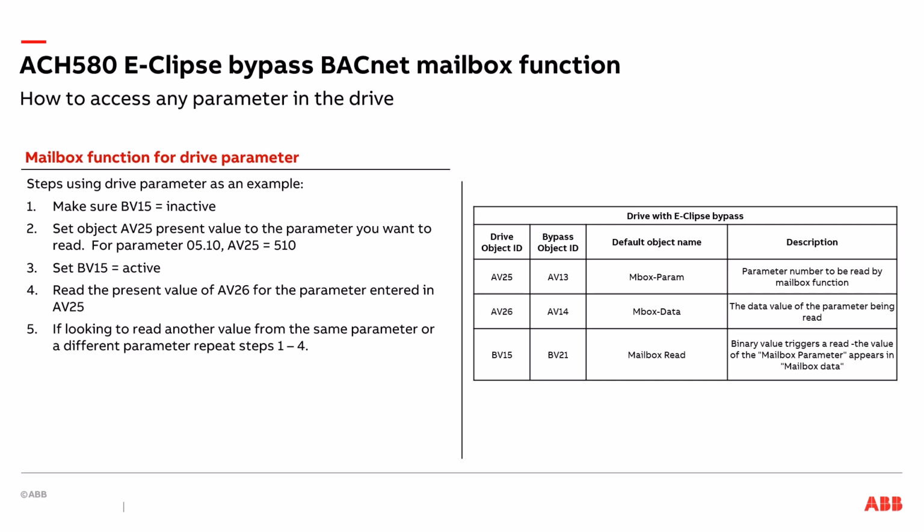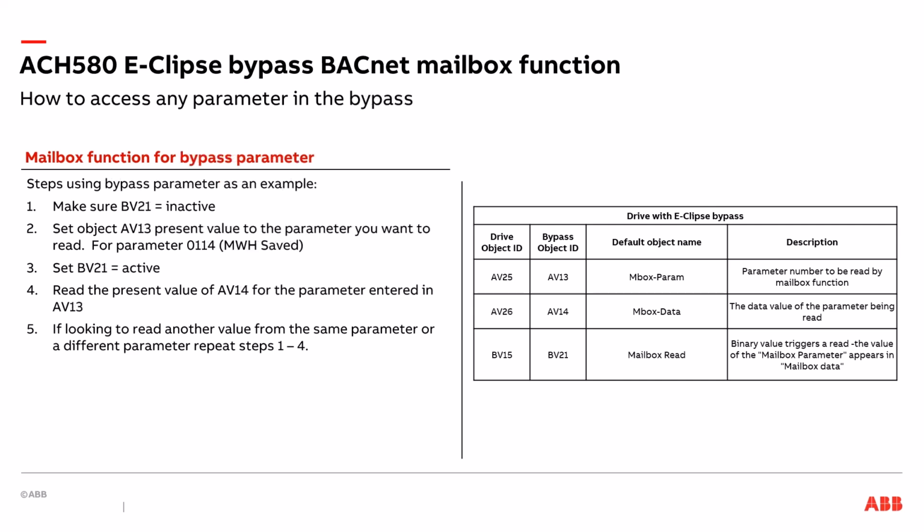So for accessing a drive parameter, here are the steps. First, we need to make sure object ID BV15 is set to inactive. We then need to set the present value of AV25 to the parameter we want to access. So we're going to look at drive parameter 0510, which is the control board temperature. So we're going to set the present value of AV25 to 510. The next step is to go back to BV15 and set it to active. And then the fourth step, we're going to look at AV26, and the present value of AV26 will be the value that is in the parameter we're attempting to read that we previously set in AV25. Now, if you want to look at a different parameter, just repeat steps 1 through 4.